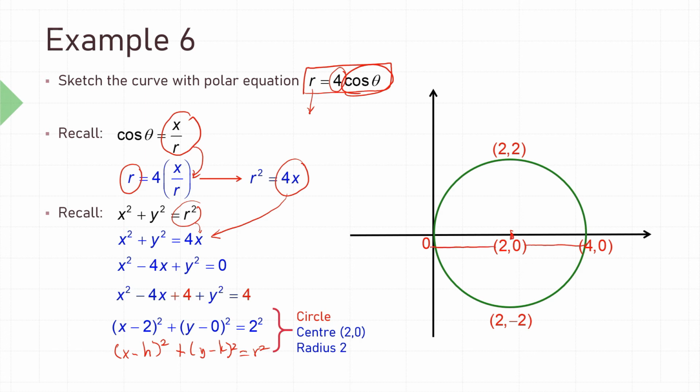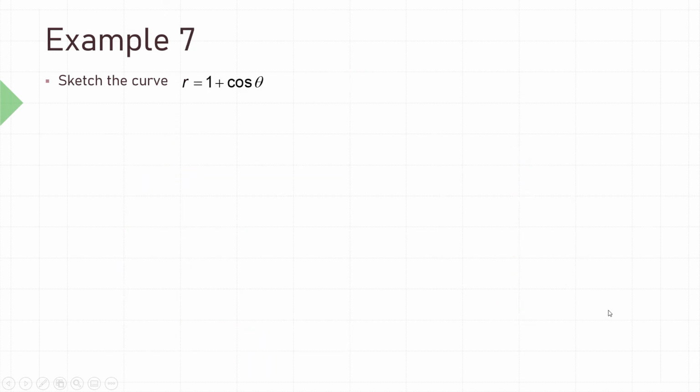We know that this is center (2, 0), and the radius is 2. If we add 2, we get 4. We minus 2, we get 0 here. We add 2 to the y, we get 2 there, and then we add minus 2, we get negative 2. So that is your circle. So you have to play around with the examples, and then you see what shapes they are.